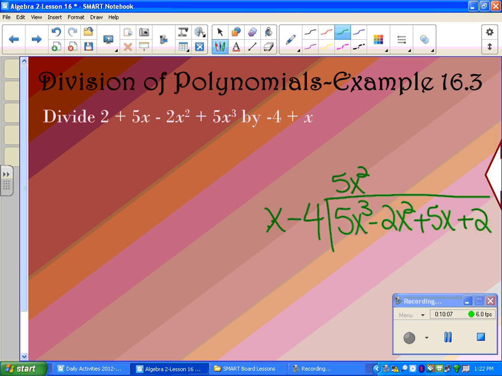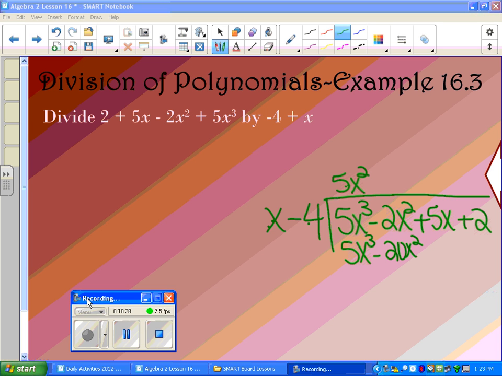5x squared? What is 5x squared times 5? I mean, times x. Yeah, they should always match up. What is 5x squared times negative 4? We'll get there. We'll get there. Y'all see how to get the 5x cubed minus 20x squared.